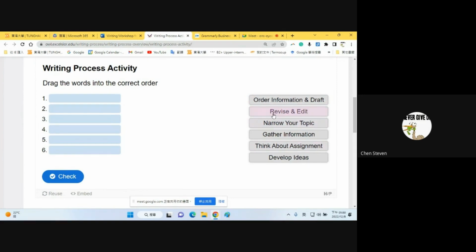But don't worry, I'll first go through it. I don't want to give you a heart attack. Yeah, order information and draft. And you revise and edit, narrow your topic, gather information, think about assignments, and develop ideas. Then you put them in order. Come up here. Use my cursor. Thank you. How about your coffee?